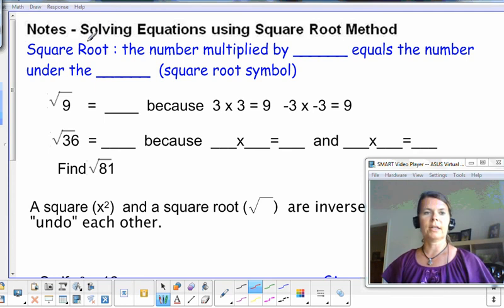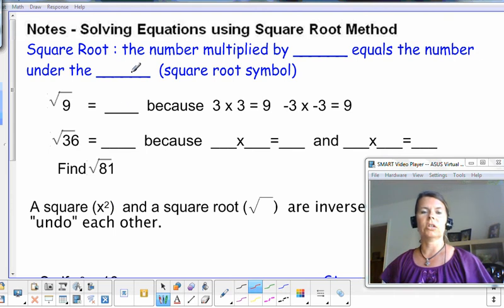Hi, today we're taking notes on solving equations using the square root method. These equations will have an x squared in them. These are called quadratic equations. Until now we've been doing linear equations because they just have an x, no square. So once they have a square on them, they're now called a quadratic. So this is your first glimpse of quadratic equations.